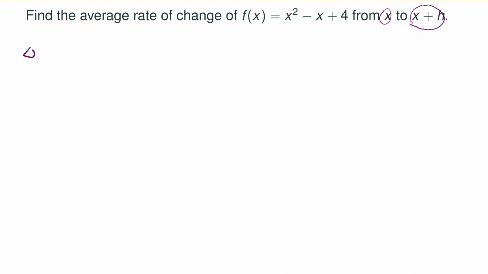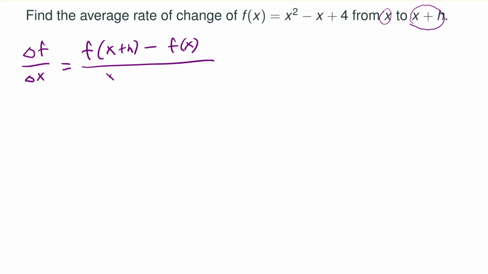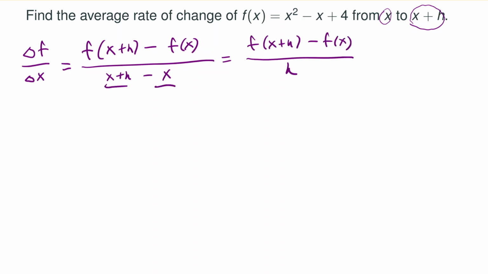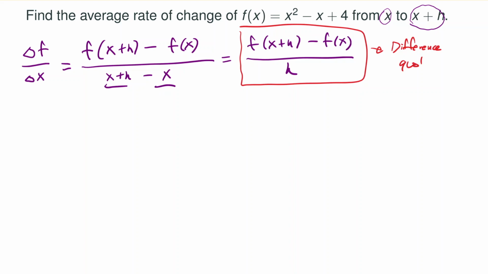So what we are doing is change in f over change in x, but we're plugging in x plus h: f of x plus h, subtract f of x, over x plus h minus x, the change in the input variable. But then this simplifies in the denominator. The denominator is just h because the x and x cancel out. The name for this is the difference quotient. And the difference quotient represents the average rate of change between 2 points.